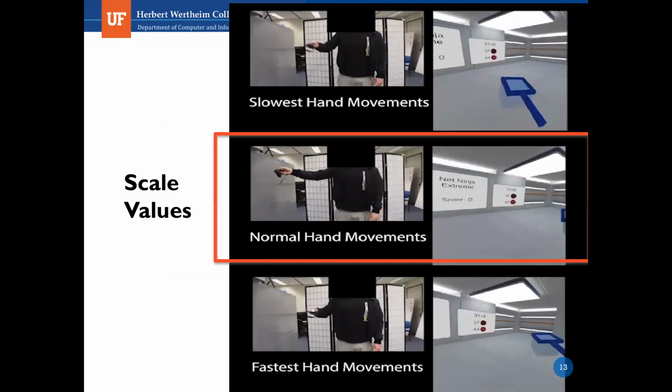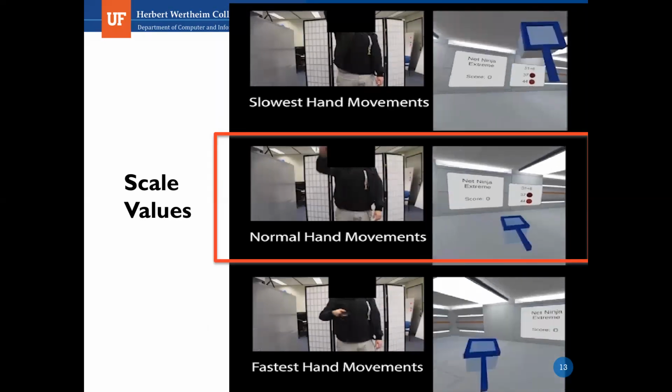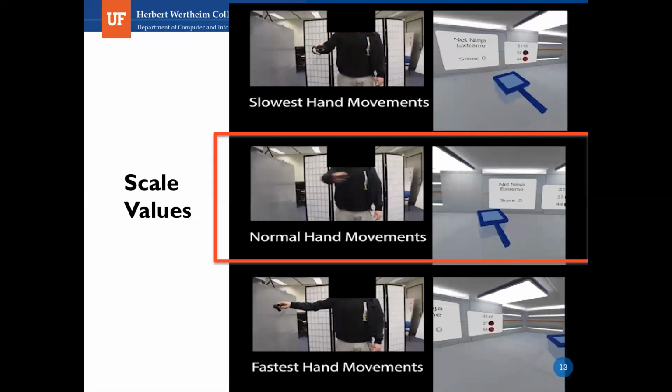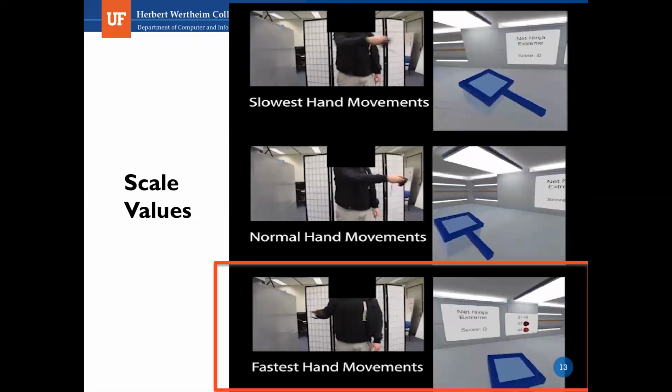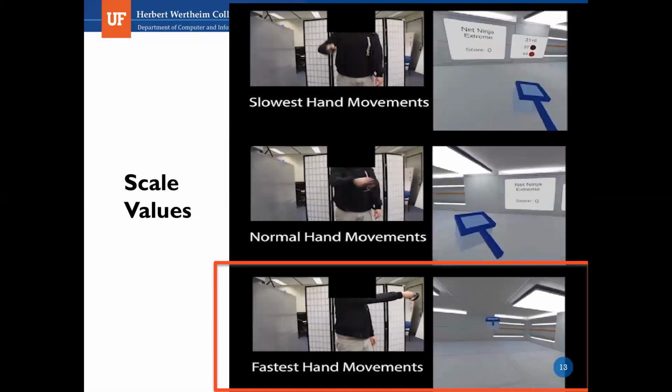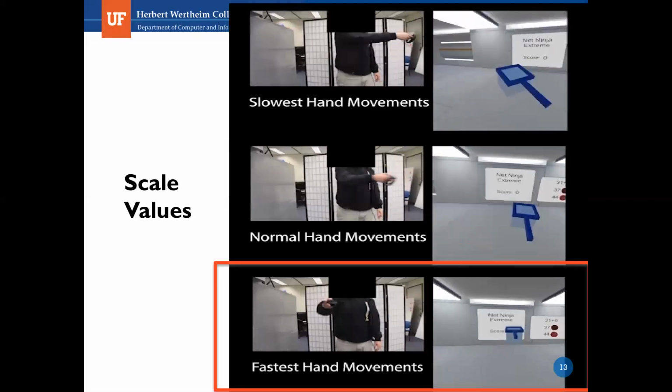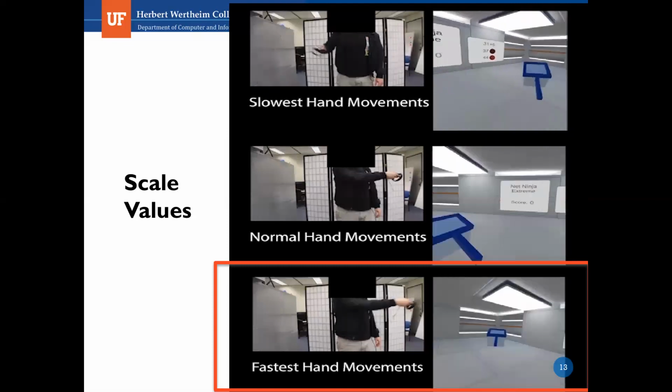In the middle, you can see the normal hand movement, which is the one-to-one mapping between the physical hand and the virtual hand. And at the bottom, you can see the fastest hand movement. In the virtual world, this is much faster than the real world.